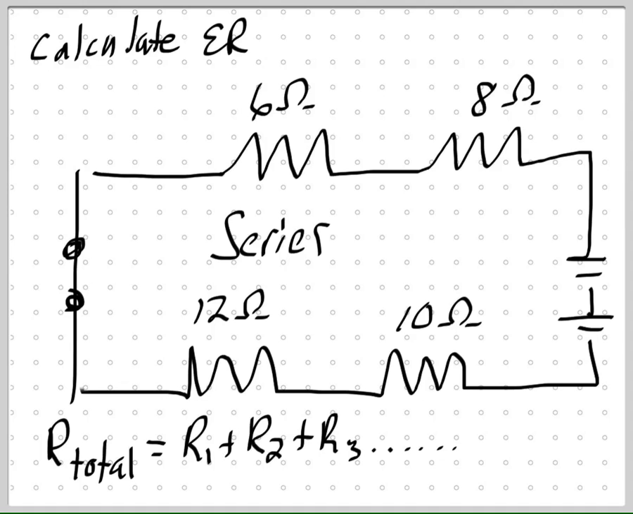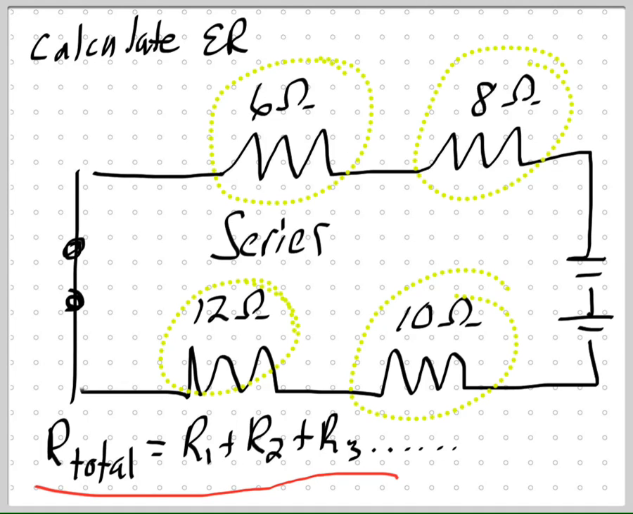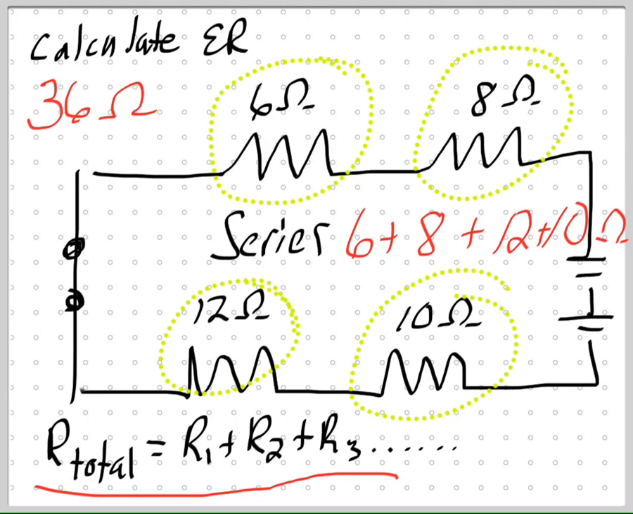What does that basically mean? That means that you're adding everything in this entire series. All of those little dots you will add. So the 6 plus the 8 plus the 12 plus the 10. Let's do it real quick. And then you get 36. So the total resistance is 36 ohms. It's just that simple.